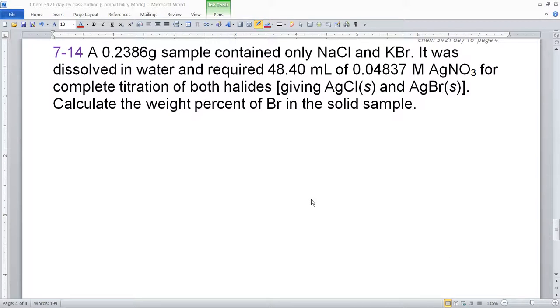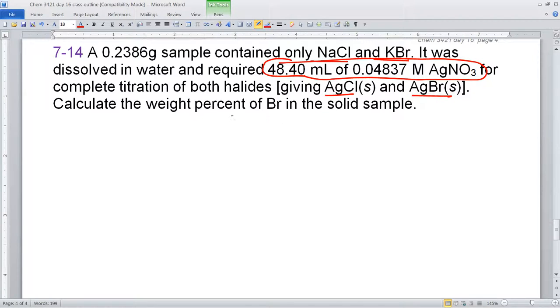Okay, a 0.2386 gram sample contains only sodium chloride and potassium bromide. That's where we messed up in class. It was dissolved in water, and it required this amount of silver nitrate to react with all those halides and make silver chloride solid and silver bromide solid. They want to know what's the weight percent of bromine in the sample.